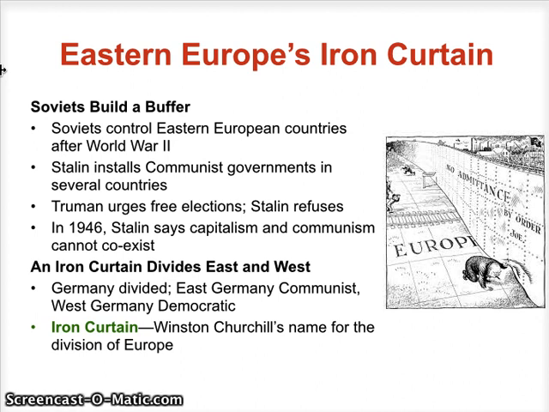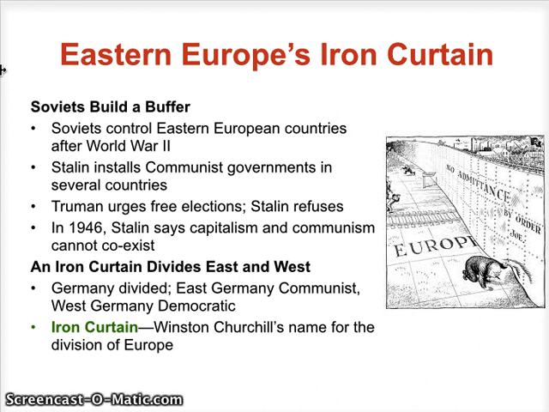Now Truman, he's the American president at the time, is trying to get Stalin to agree to have free elections. This means democratic elections with more than one party. But Stalin is very stubborn and he refuses. So he forces many of these countries to become communist. Some of these countries that we think of are places like Hungary, Czechoslovakia, Poland, Bulgaria. These are all turning into communist countries.